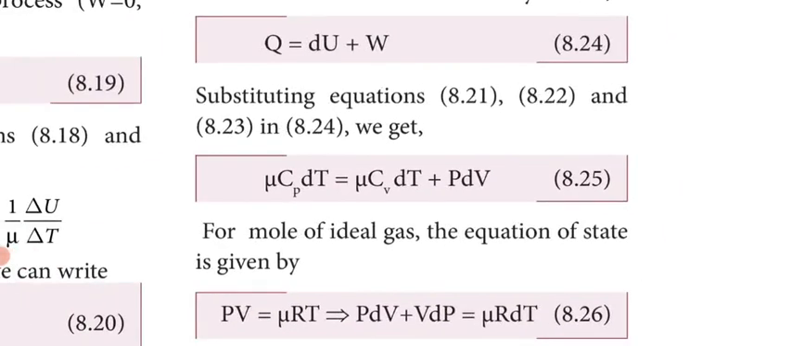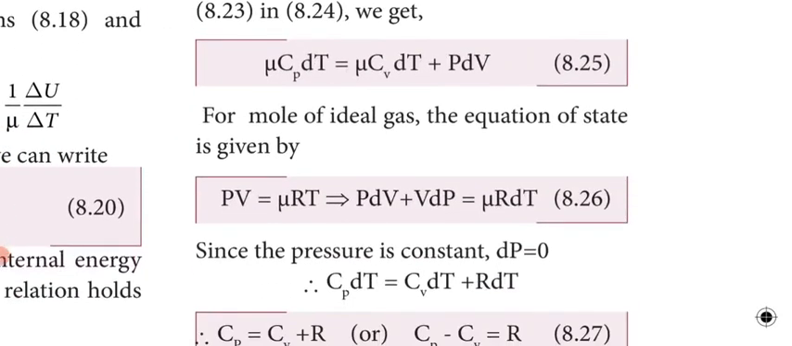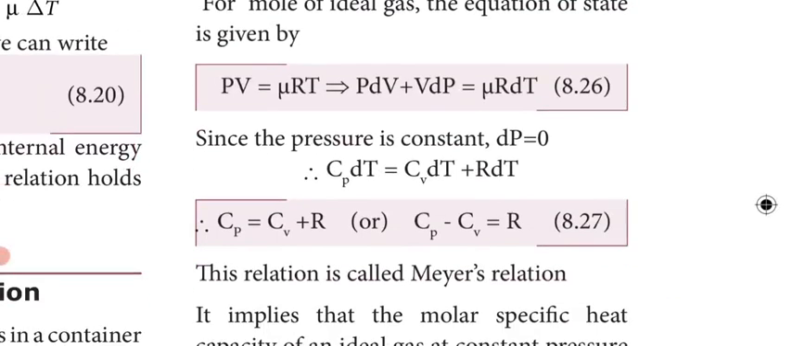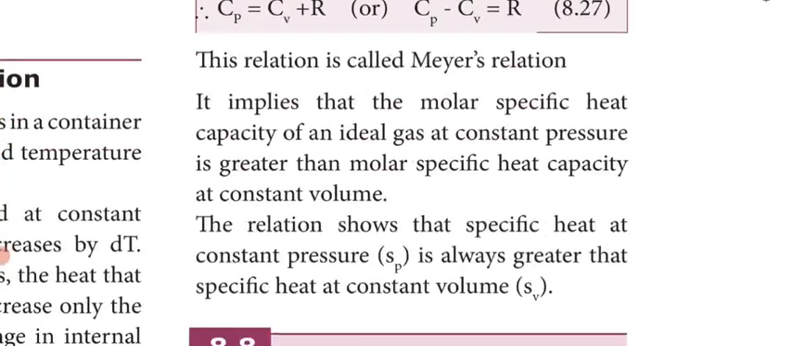For μ moles of ideal gas, the equation of state is PV is equal to μ RT. So P dV plus V dP is equal to μ R dT. Since the pressure is constant, dP is equal to 0. Substituting, Cp dT is equal to Cv dT plus R dT. So Cp is equal to Cv plus R, that is, Cp minus Cv is equal to R. This relation is called Mayer's relation.